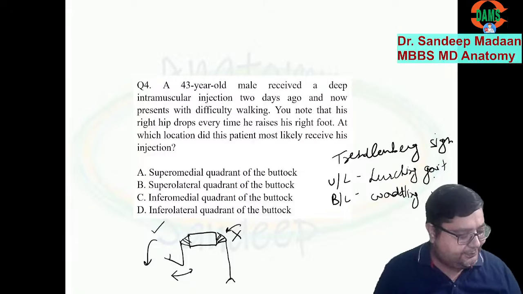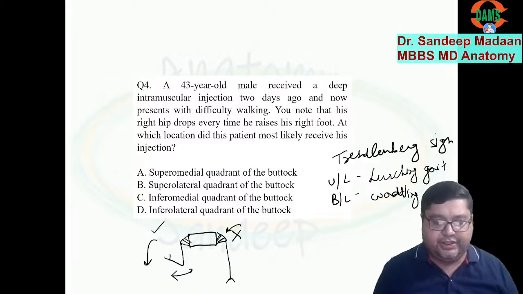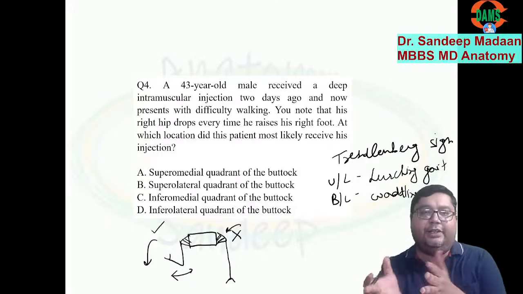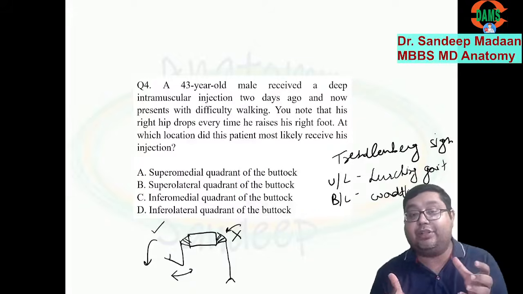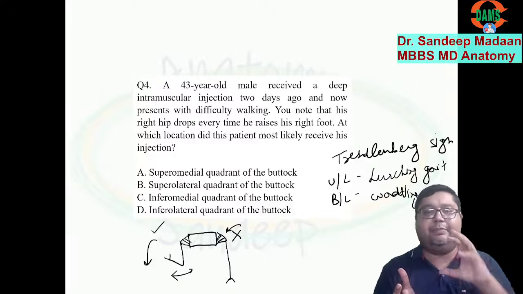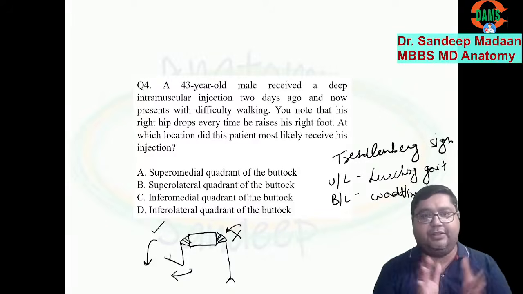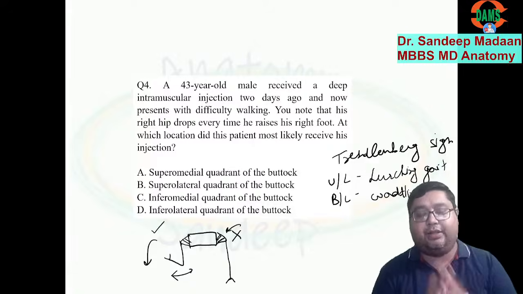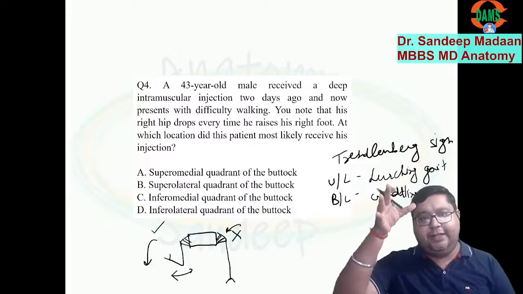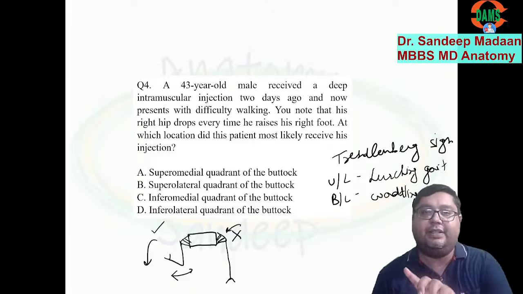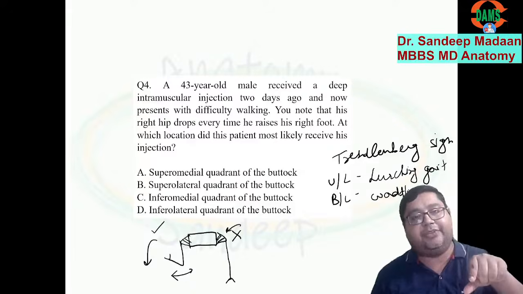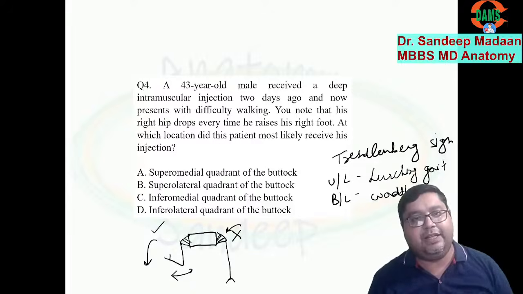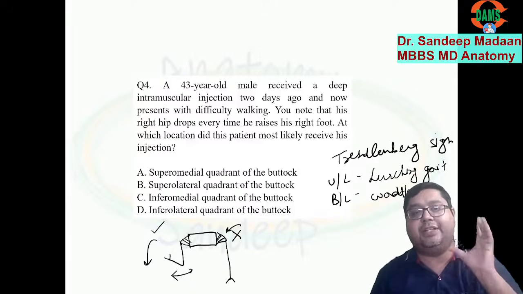All right. Now the next question is, if the right side is showing the dipping, on which side does the patient have the weakness? On which side did the patient receive the injection? So the patient received an injection in the buttock. Which buttock, left or right? Right hip is dropping, means the weakness is on the left side. So which buttock did he receive the injection in? Left side.